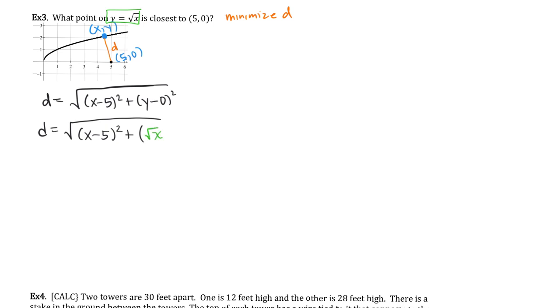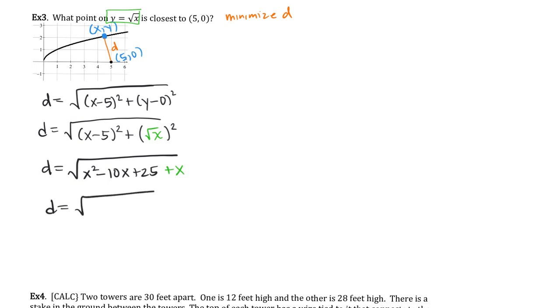And since the minus 0 doesn't matter, I'm going to ignore it. Let's see. Okay, now I'm going to have to take the derivative of this at some point, so I'm going to simplify this because I think it's going to make it easier for me. The square root of x squared is just going to be x. Okay, so I found an equation for d in terms of one variable.